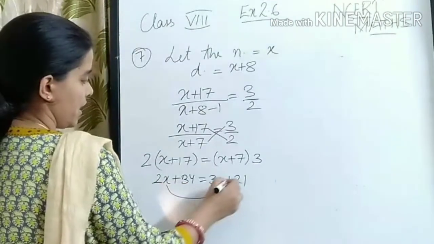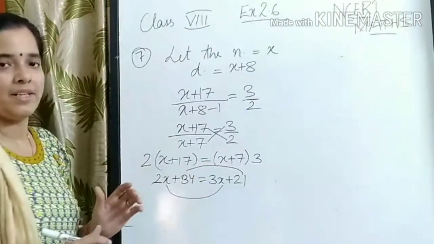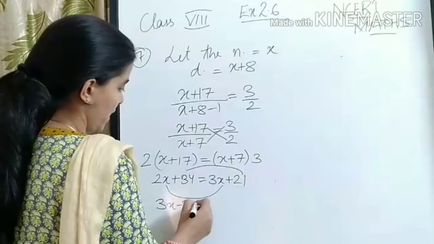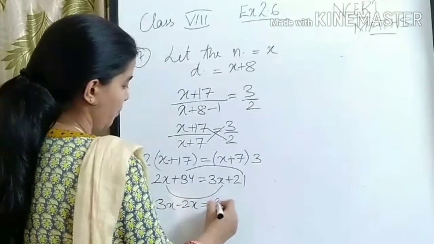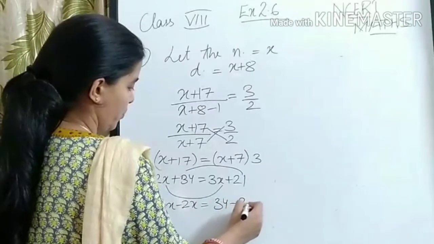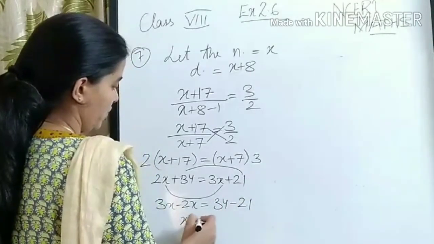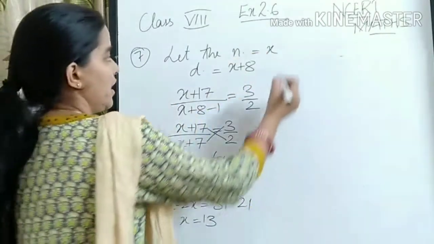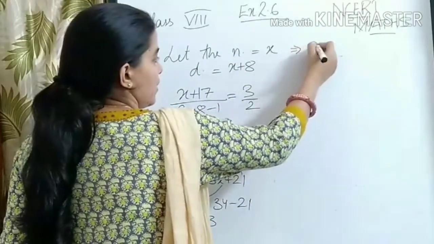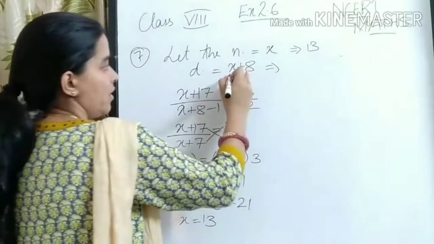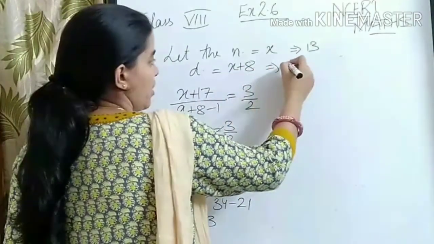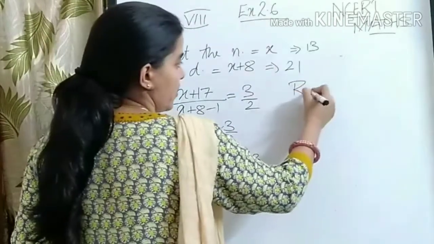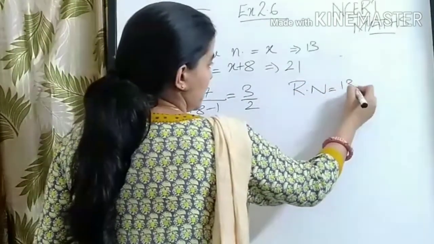Now just take the like terms on one side. So it will become 3x minus 2x is equal to 34 minus 21. So x will be equal to 13. So because x is 13, that means the numerator is 13 and the denominator is 13 plus 8, which will come out to be 21. So the rational number formed is 13 upon 21.